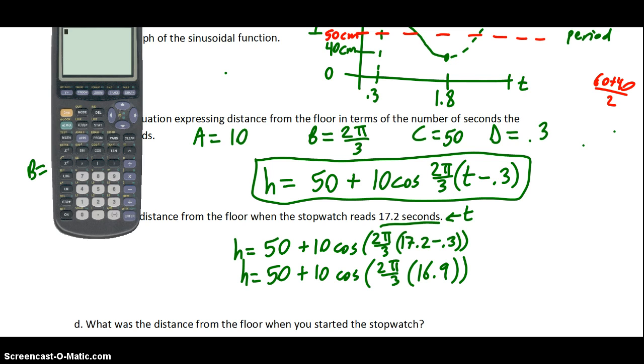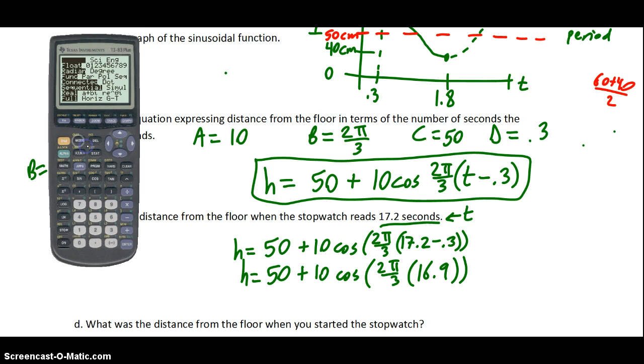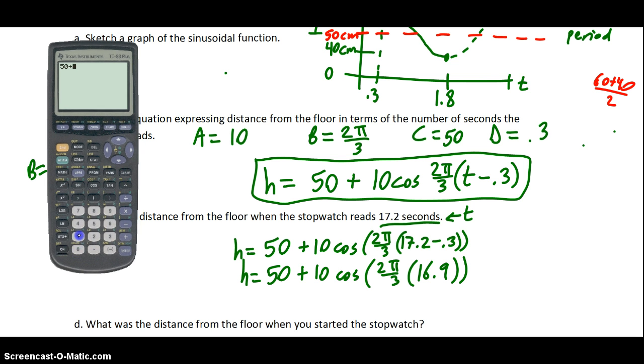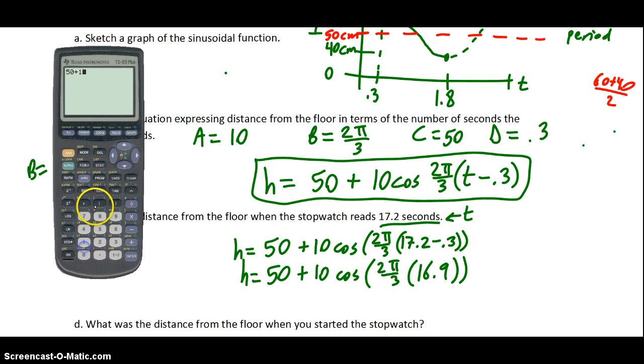So let's see. Turn my calculator on here. As always, since these are in radians, make sure you're in radian mode. So I would just literally type this in. 50 plus 10 cosine. Hopefully your calculator's a little more cooperative than mine is. 10 cosine, 2 pi over 3. Notice I'm not closing my parentheses. I'm just going to put times now, 16.9. Do not close your parentheses until the very end, and then you can do it.